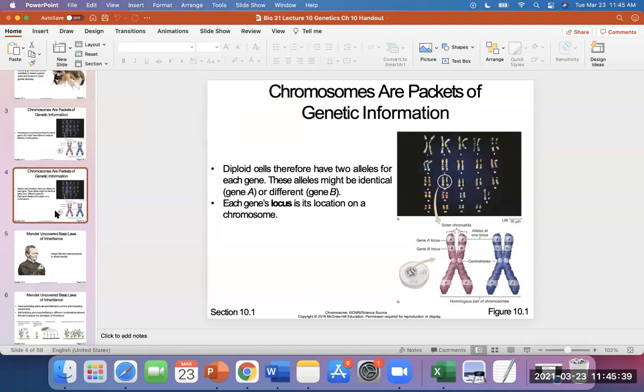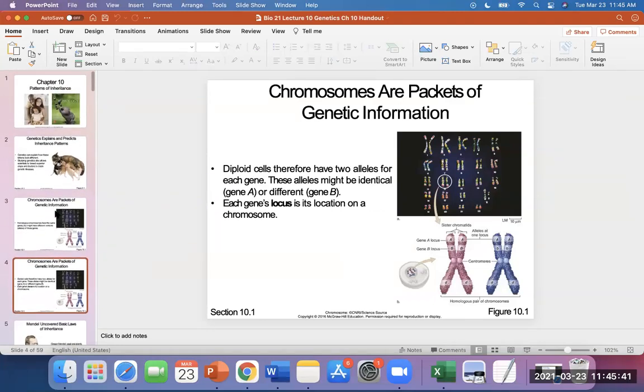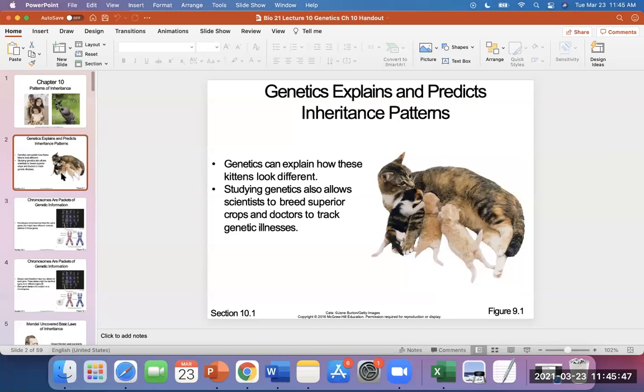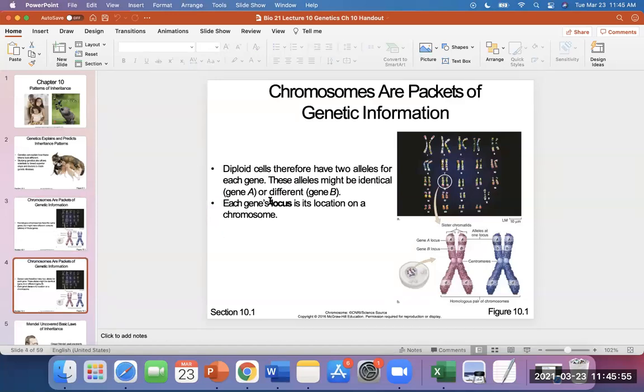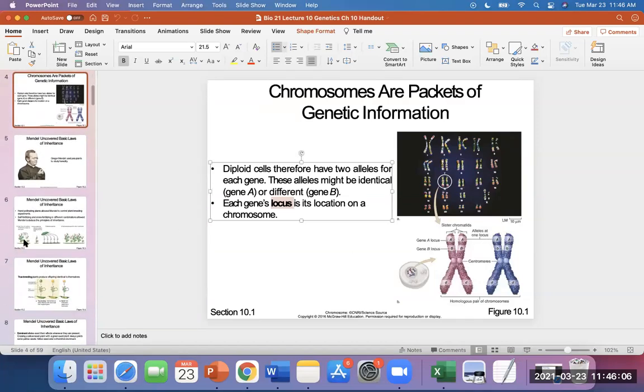So I already gave you the definitions. Who is the father of genetics? Gregor Mendel. And then there's another word that's called locus. That's the location of a gene on a chromosome. This is a locus, this is a locus, that's another locus. Locus for location. Try to remember that.